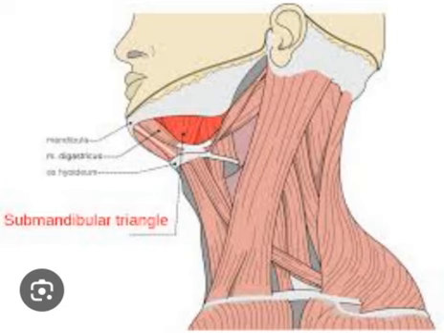The majority of the anatomic space bounded by the submandibular triangle consists of the submandibular gland. The submandibular gland is the second largest salivary gland in the body. The parotid gland is the largest.